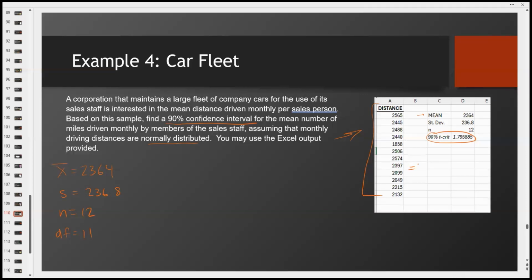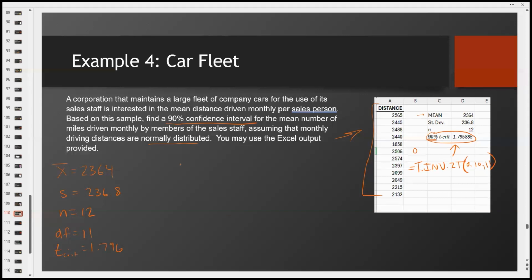If you go to Excel, inv.2t. So 90% means there is 10% left over, and we have a degrees of freedom of 11. And that will give you the number that you see here. So our critical t-value is 1.796.